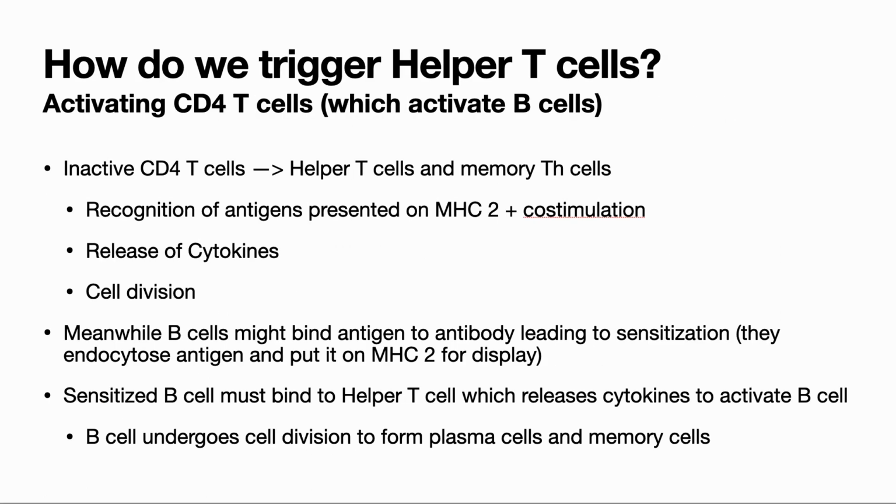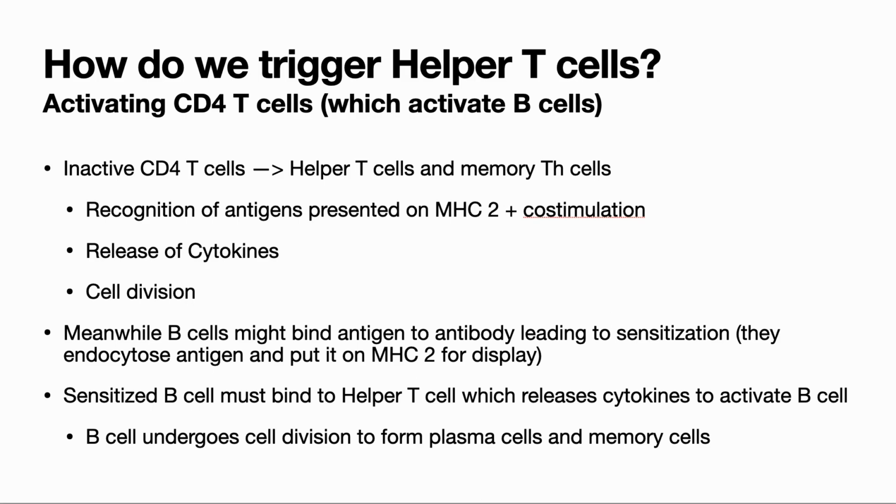So that brings us to those helper T cells. How do we activate those? Well, like I said, it's pretty much the same thing. It's just that now the receptor on the helper T cell is going to recognize antigens presented on MHC2. They are also going to require that co-stimulation just to confirm that the whole situation is for real. And then we will also see the resulting mitosis from that activation that will lead to the production of more helper T cells and memory helper T cells.